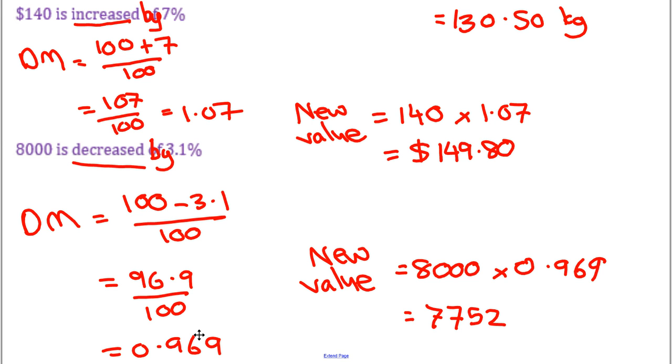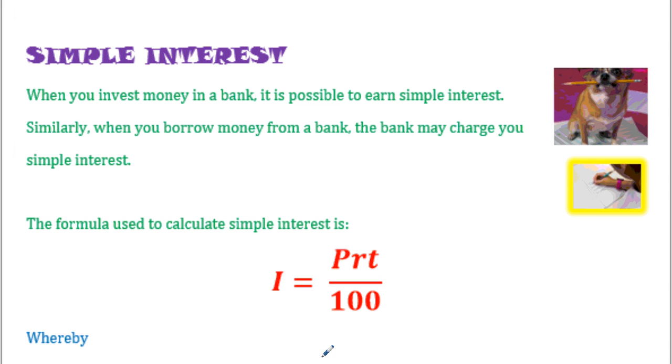Brilliant. Okay, thanks very much for listening, and that's the end of that lesson on percentage increase and decrease. So you find the decimal multiplier, and then you multiply the old value by the decimal multiplier to get the new value.